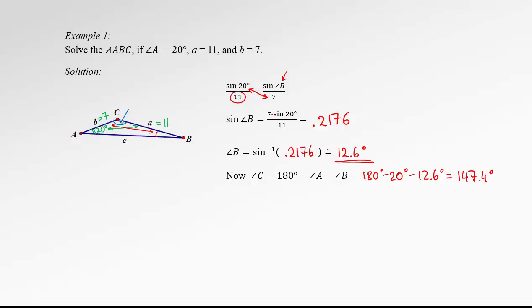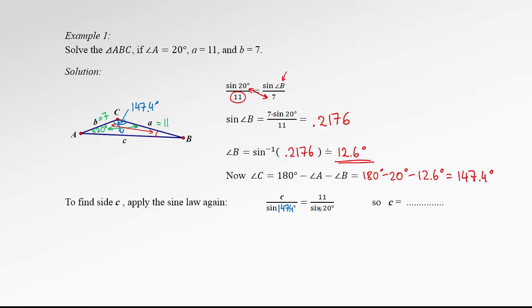Let's record it here. Our angle C is 147.4 degrees. And now we can use this angle to find the opposite side, C. Let's set up the proportion. C over sine of the opposite angle, which is 147.4, is equal, for example, to 11 over sine of 20 degrees, the given data.